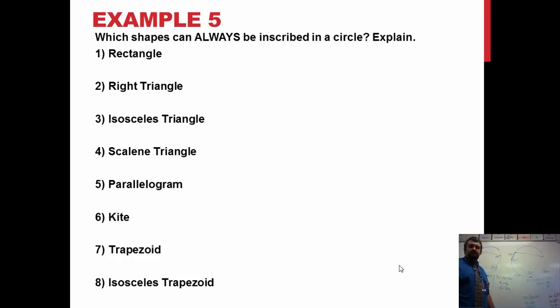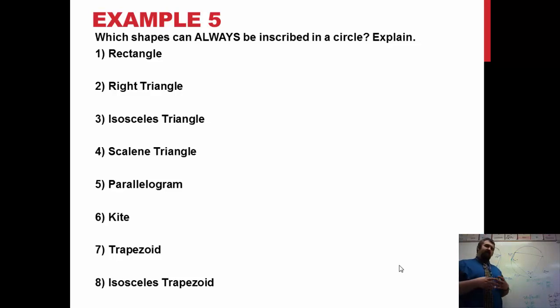How about a triangle? In number 2, can that always be inscribed? Yeah, it always can. The diameter will be the hypotenuse. How about an isosceles triangle? Yep. In fact, if you remember back to, I believe it's chapter 4. No, it might be chapter 5.